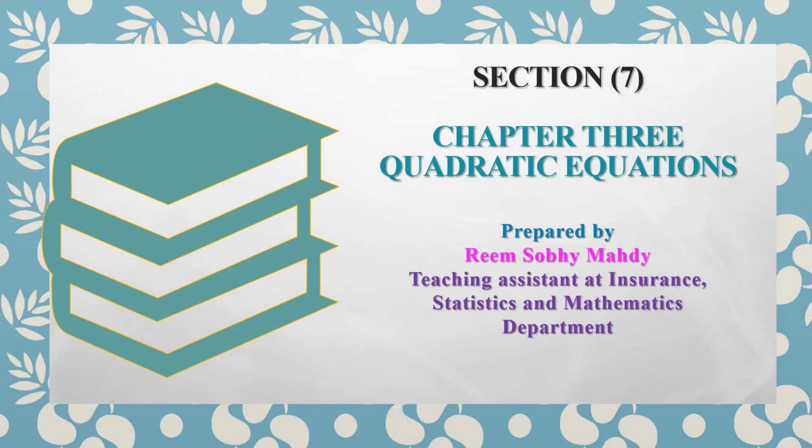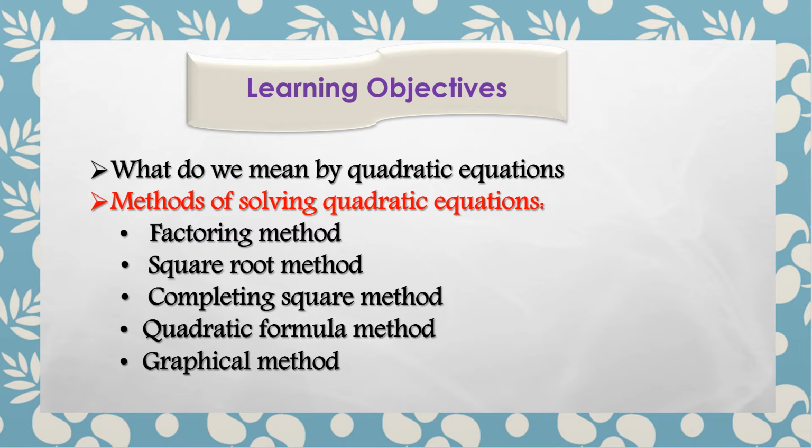This is section 7 in the Pure Mathematics course, chapter 3, titled Quadratic Equations. Our learning objectives from this chapter are to know what we mean by quadratic equations, and what the main methods of solving quadratic equations are, which are the factoring method, square root method, completing the square method, quadratic formula method, and graphical method.